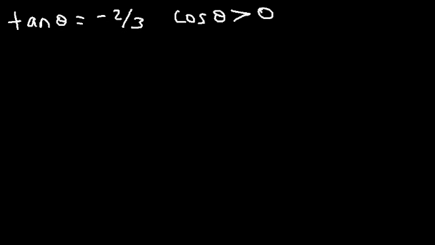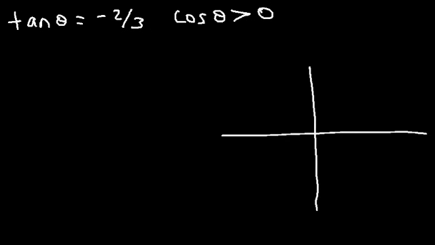Now let's say tangent theta is negative 2 over 3 and cosine theta is greater than 0. Go ahead and find the missing trigonometric functions. Find their values. So tangent is negative in quadrants 2 and 4, but cosine is positive, or greater than 0, in quadrant 4. So let's put the triangle there.